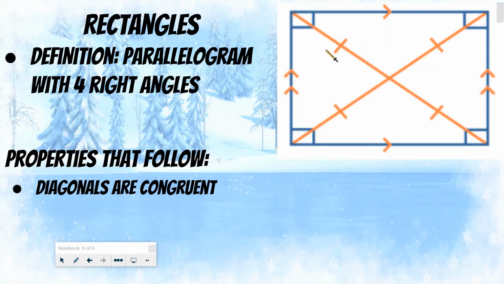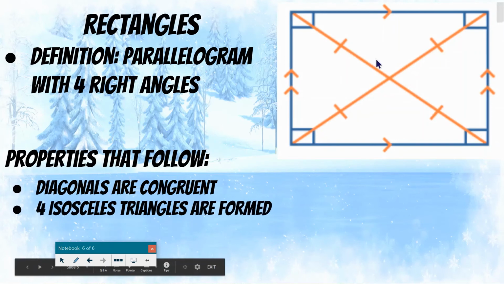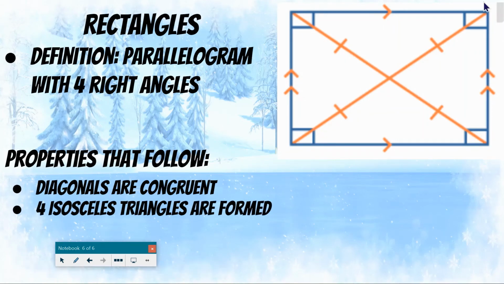So once we have these congruent diagonals, and we already know that they're bisected, we have all these congruent parts here, which really is going to form four isosceles triangles. This triangle and this triangle are congruent. They have the same base here and the same two equal sides. So their base angles are going to be congruent. These four angles are all congruent in a rectangle.